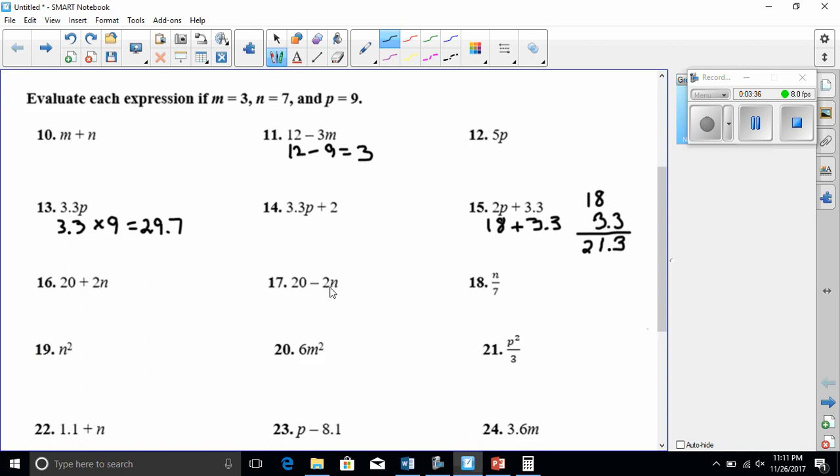All right, let's go to number 17. We got 20 minus 2n. Well, if n is 7, I really have 20 minus, well, 2 times 7 is 14. So 20 minus 14. And that's going to give me 6. If I go to 19, we've got n to the second power. Well, if n is going to be 7, then that means I have 7 times 7, and that's 49.